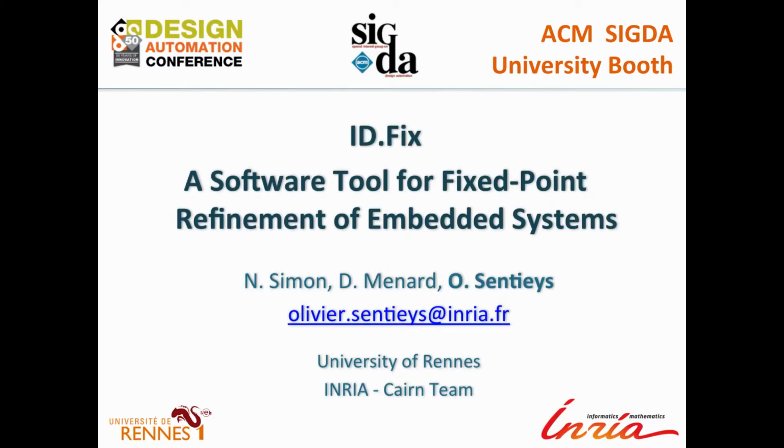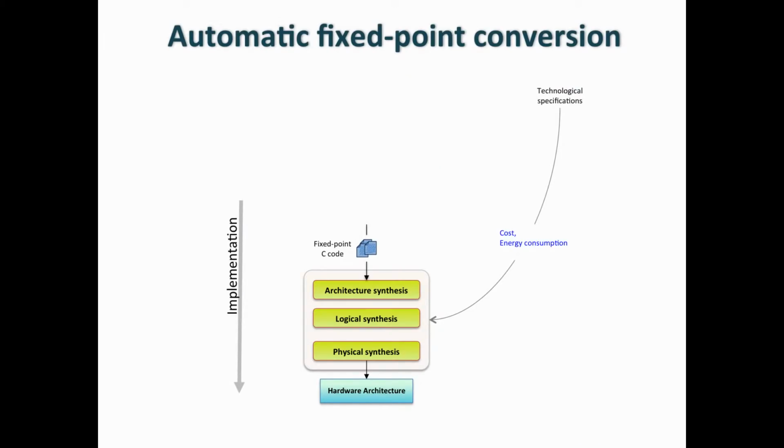The ID.Fix tool is developed at the University of Rennes in the IRISA Inria lab. This tool aims at automatically converting a C source code with floating-point data types into fixed point. This tool is developed in the context of source-to-source transformation for high-level synthesis.